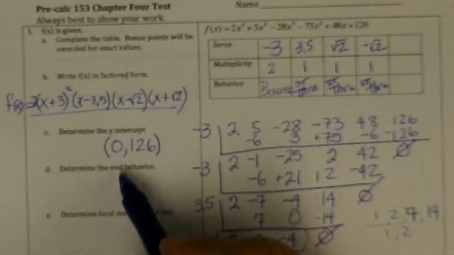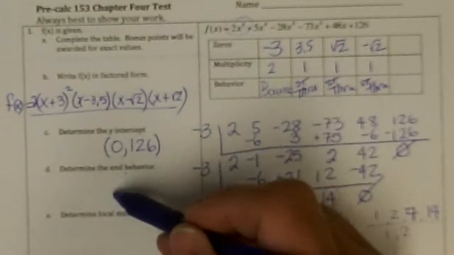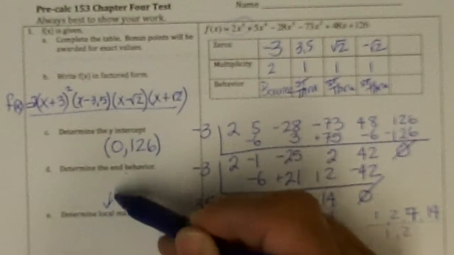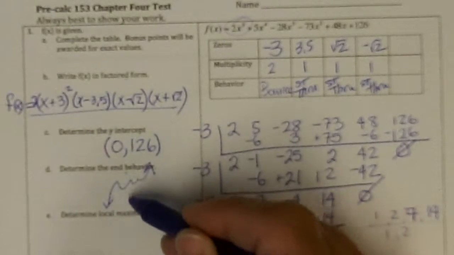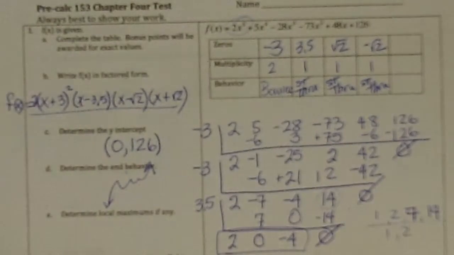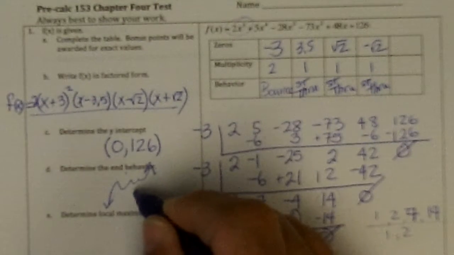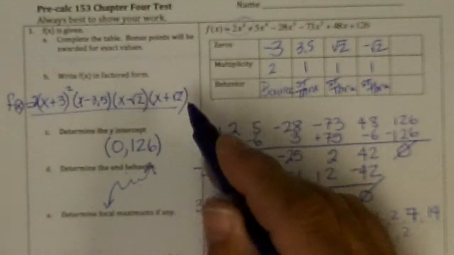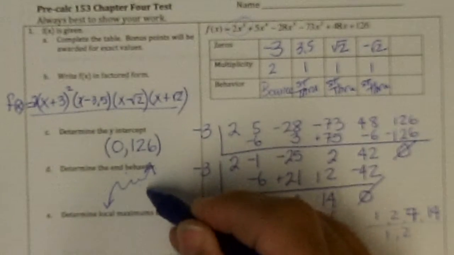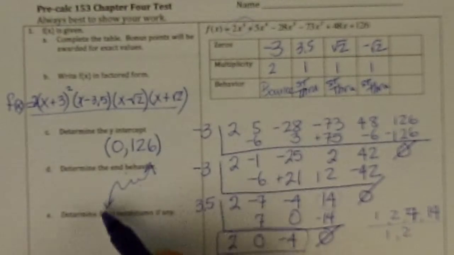Determine the end behavior. Well, we had the graph. We know it's a 5th. It's a positive. So it starts down, goes up, wiggles, and then ends up. So you can draw a little bit of a sketch, or you can say starts on negative side is down, positive side goes to positive infinity, or starts down, goes up, or ends up would be fine. Any of those.